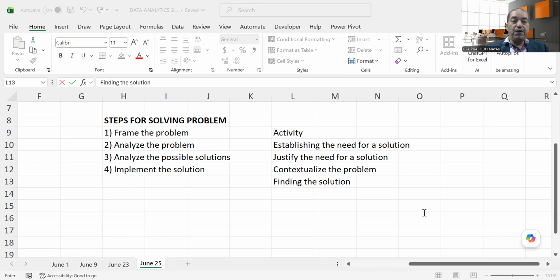Okay, so this is the first part of the steps. So the first thing that you have to do is, whenever there is an issue, whenever there is a problem, don't jump to give decisions. Do not jump to give the solution immediately.